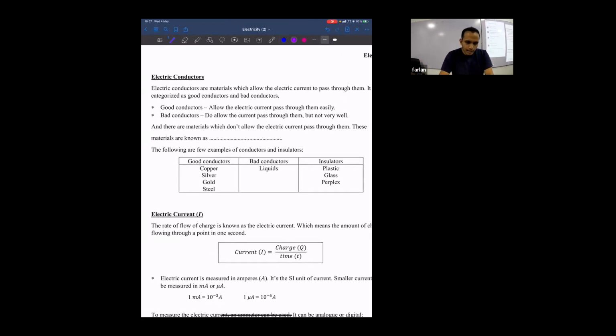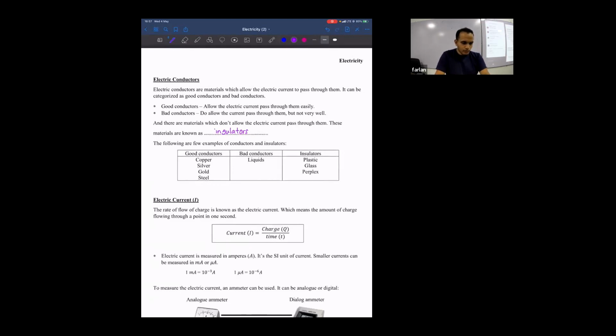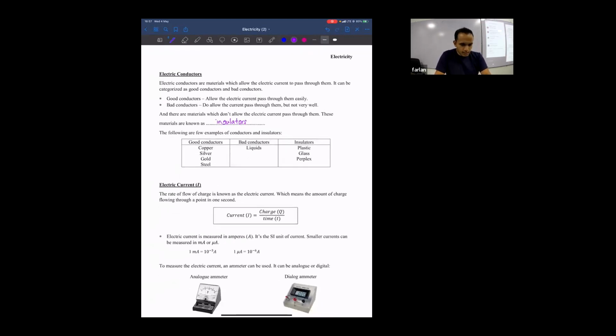And there are materials which don't allow the electric current to pass through them. These materials are known as insulators. The following are a few examples of conductors and insulators.